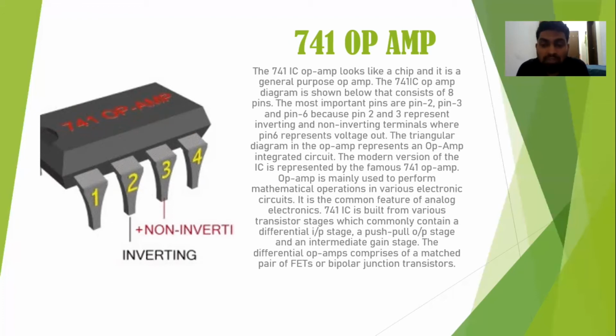It is a common feature of analog electronics. The 741 IC is built from various transistor stages, which commonly consist of a differential input stage, a push-pull output stage, and an intermediate gain stage. The differential input comprises a matched pair of FETs or bipolar junction transistors.